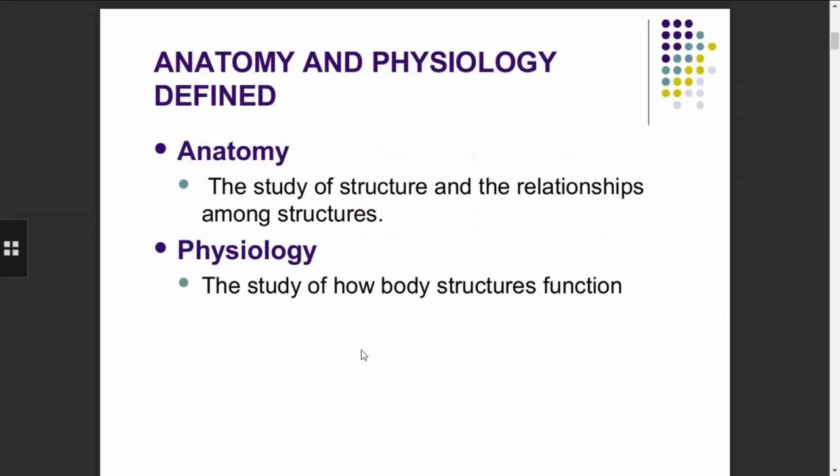Anatomy and physiology. Anatomy is the study of structures and the relationships among structures, like bones connected with each other and muscles connecting to the bones. We will go in depth. Physiology is how the body works, how body structures function. That study is called physiology.